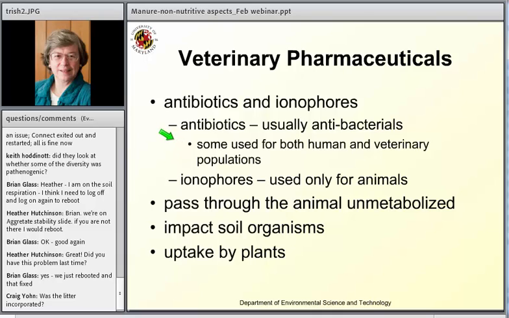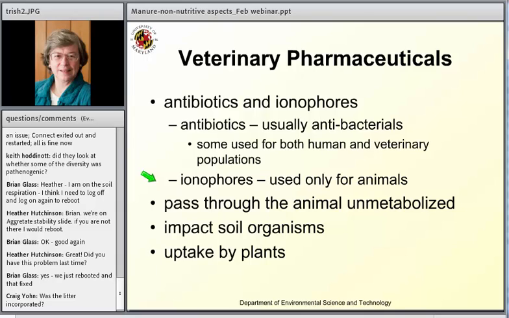Then there's another group of materials out there called ionophores, and those essentially are antibiotics, though they're often much more narrow spectrum, and they are used only in animals. Okay? So you might see signs in food in the grocery store that says no antibiotics were used in the production of this food, but chances are some ionophores were used. Right? Now the concern is that these materials might pass through the animal unmetabolized.